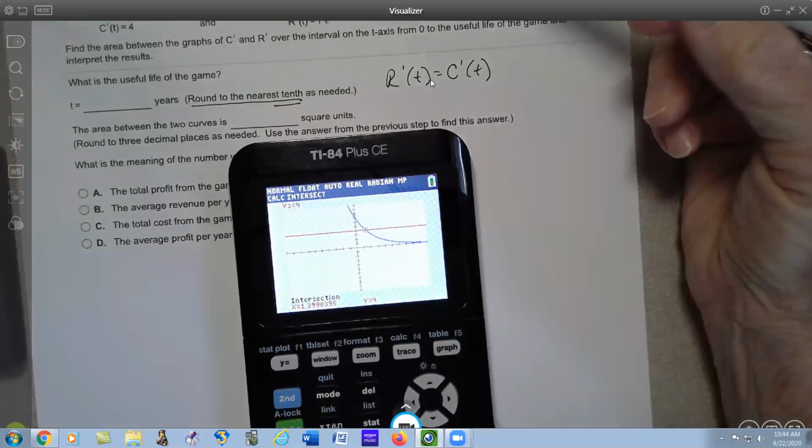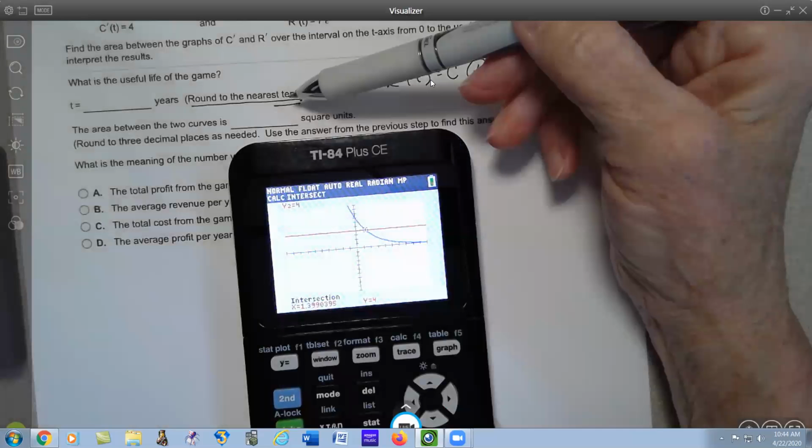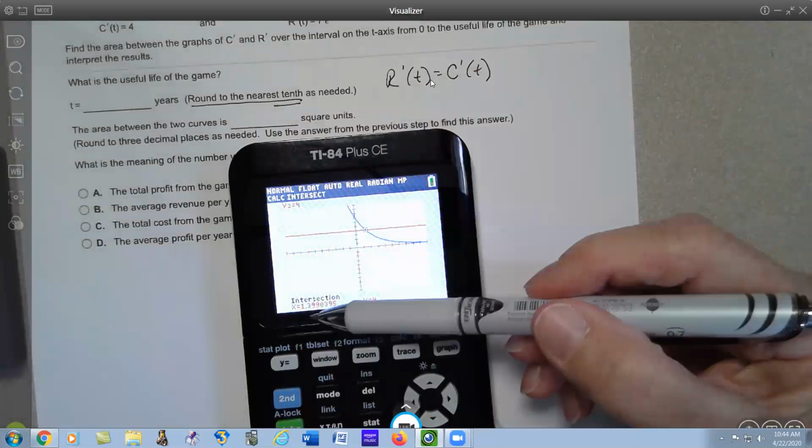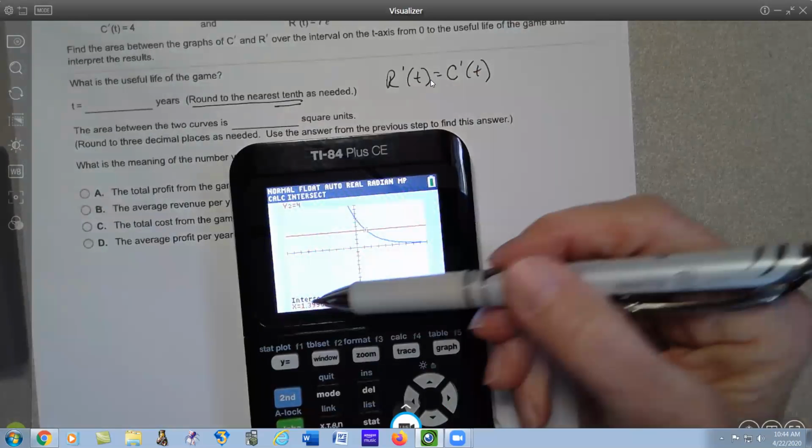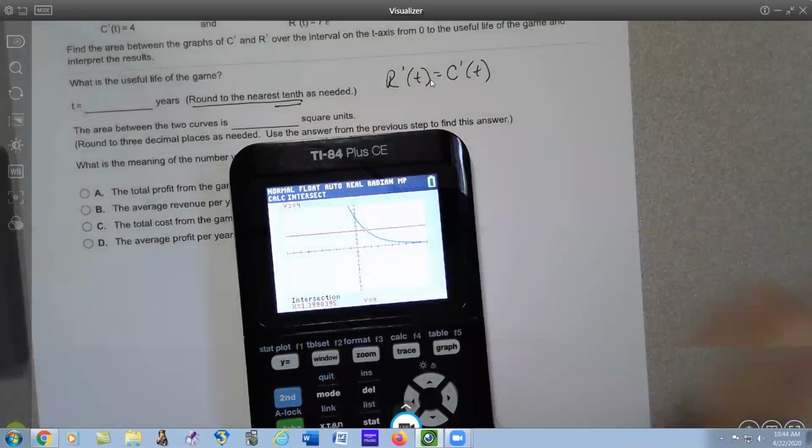It says round to the nearest tenth. So I've got 1.39, the 3 is in the tenth place. So if I've got a number after the 3 that's between 5 and 9, what am I going to do? 1.4. 1.4.